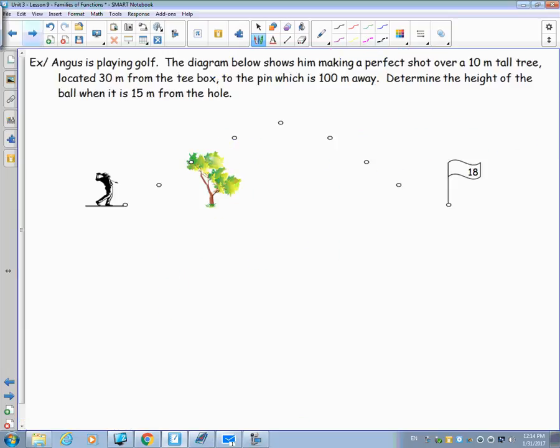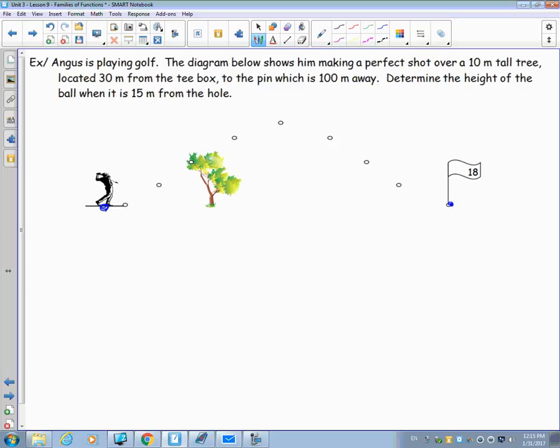Okay, last one. No word problem for us. We've got Angus. He's playing golf. He makes a perfect shot over a 10-meter tall tree, that's shown in the diagram below. The tree is 30 meters from the tee box, that's where he's standing. And the pin is 100 meters away. Determine the height of the ball when it's 15 meters from the hole.